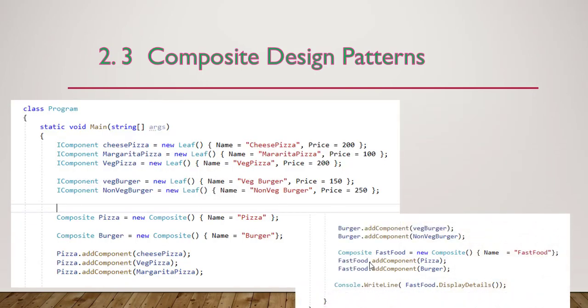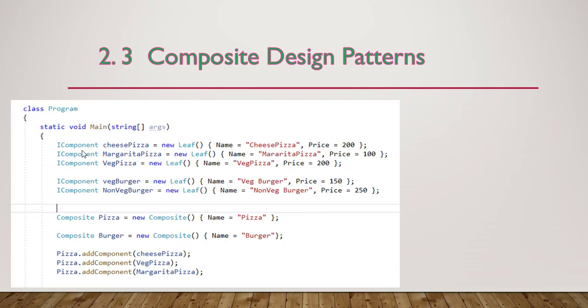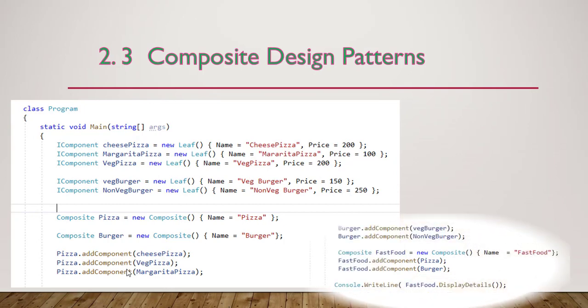Now practically, I'm going to create components like cheese pizza, margherita pizza and veg pizza, and in the same way veg burger and non-veg burger. These are actually leaves in my code, so each leaf has a name and price. Then we created a composite class named pizza, with its name given as pizza, and another composite as burger. For pizza we add cheese pizza, veg pizza and margherita pizza. In the same way for burger we add veg burger and non-veg burger.